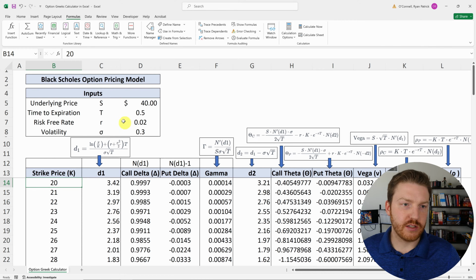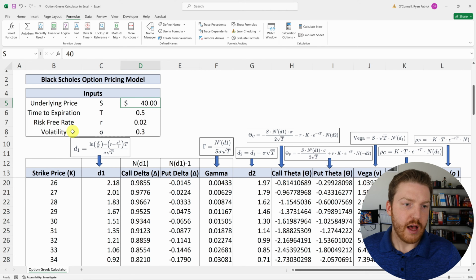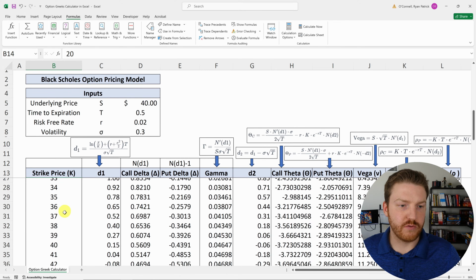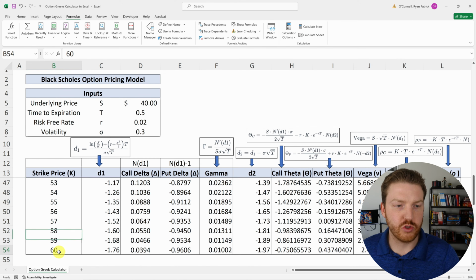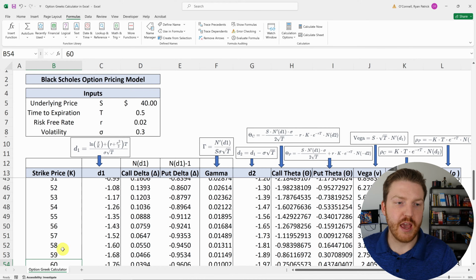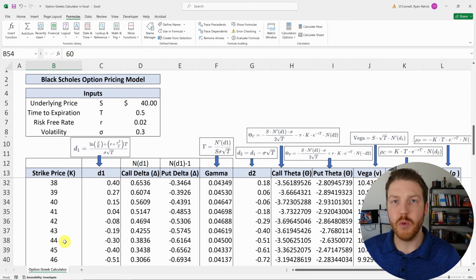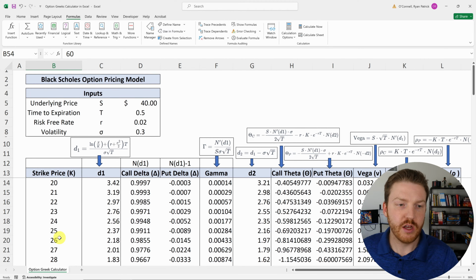So you can see that since the underlying is 40, I started at a strike price of 20, and then I'm going all the way down to a strike price of 60 so that we can see how these Greeks behave on equal ends of either in the money or out of the money for each of these options. Now, let's hop over to D1.